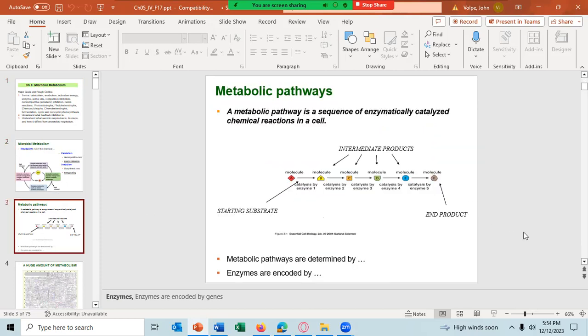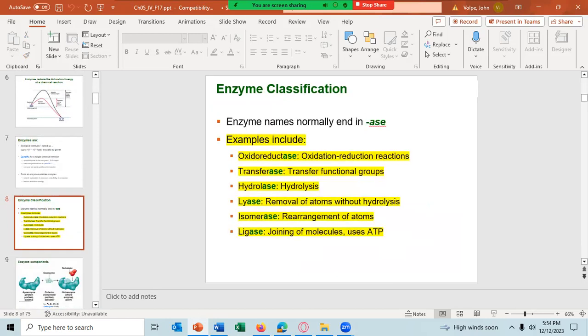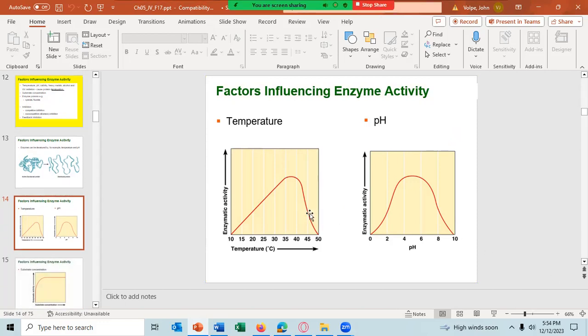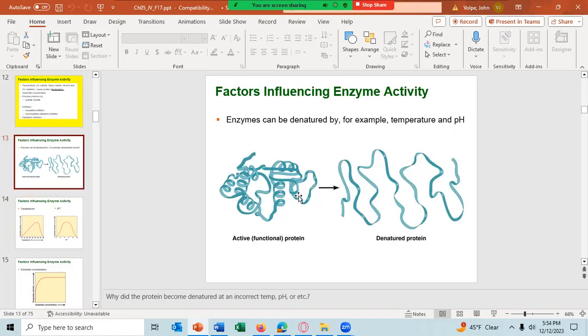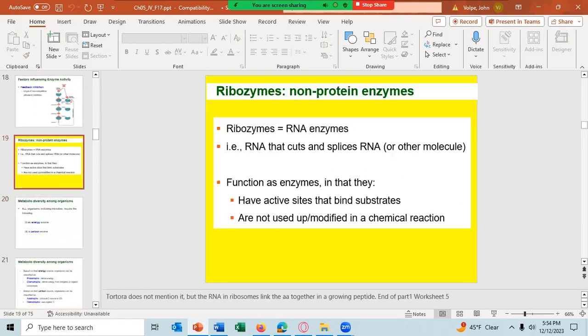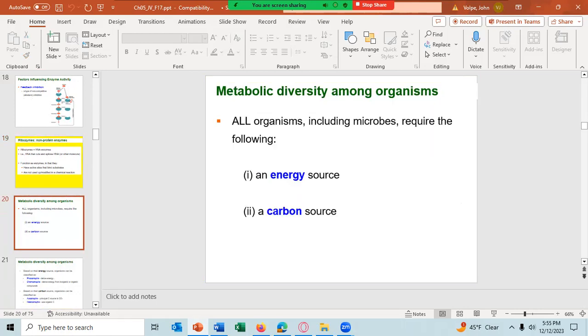Obviously know the terms catabolism and anabolism. Know about enzymes and the factors that can influence enzyme activity. All enzymes work best at an optimal temperature, an optimal pH, and an optimal salinity, meaning optimal salt concentration. When you move them away from that optimum, the enzyme will start unfolding and have less activity. When you move it far away from its optimum, the enzyme will no longer work, and we call that a denatured enzyme or denatured protein. You should also know about ribozymes, enzymes which are made of RNA.